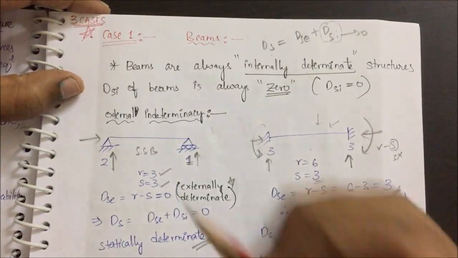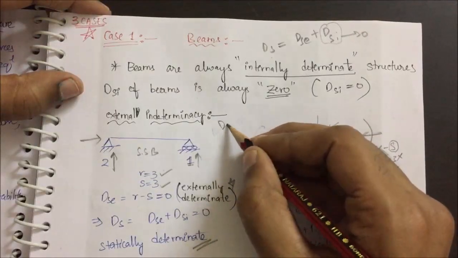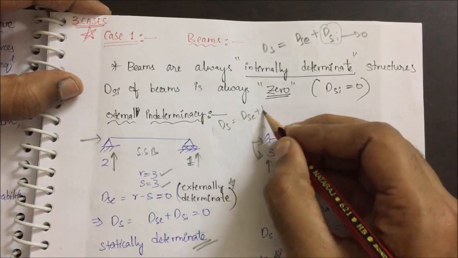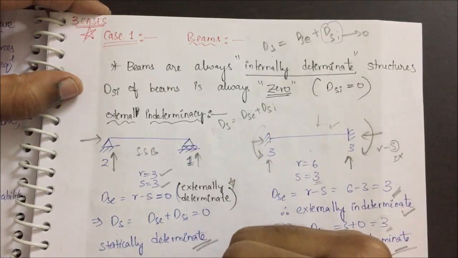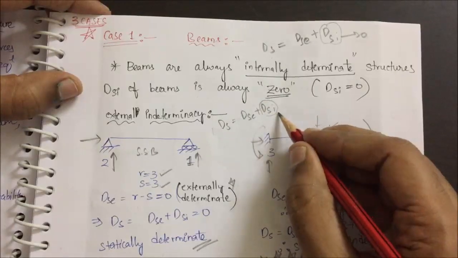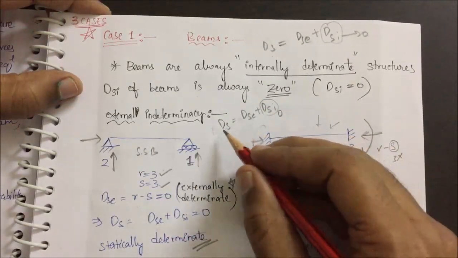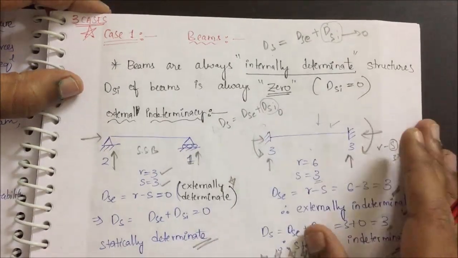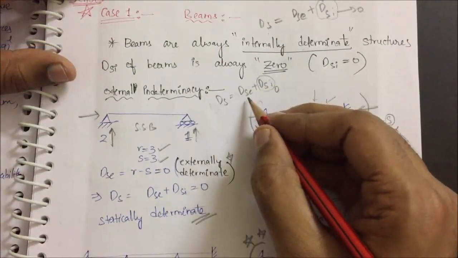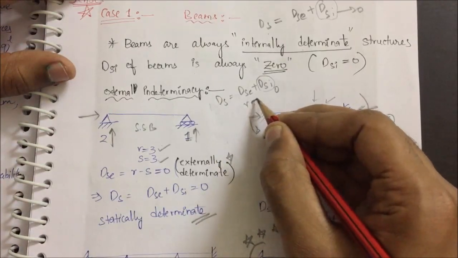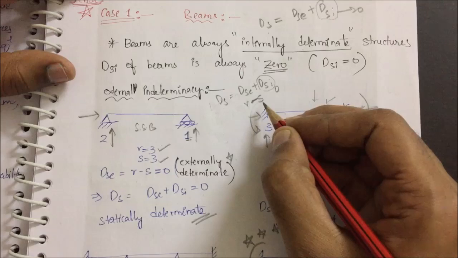It was very simple because our static indeterminacy Ds is equal to Dsc, which is external indeterminacy, plus Dsi, which is internal indeterminacy. What was Dsi for beams? It was always equal to 0, right? So your Ds, static indeterminacy, was nothing but your external indeterminacy. Fine. And what is the equation for your external indeterminacy? Very simple, r minus s, number of reactions minus number of equilibrium equations.